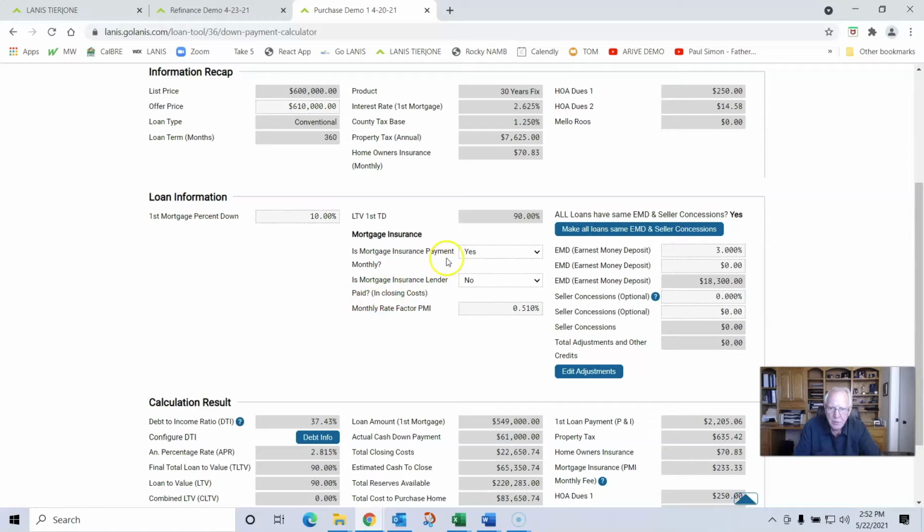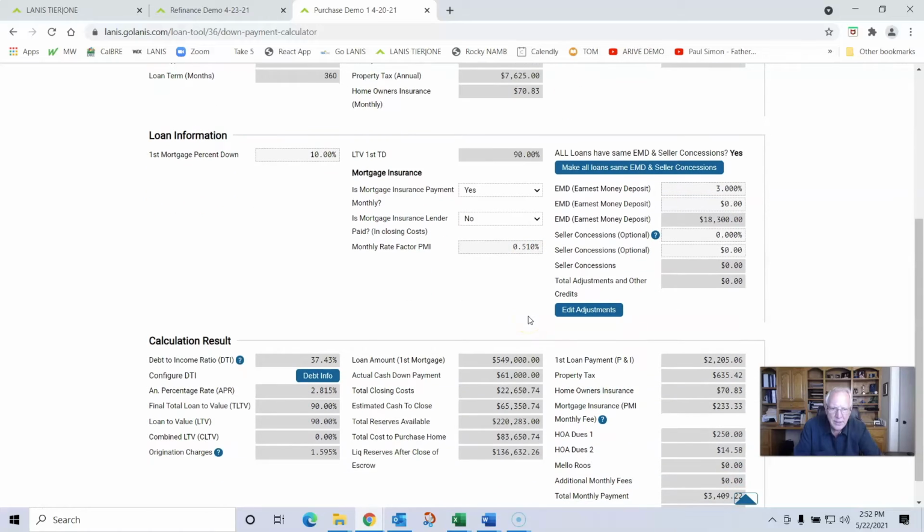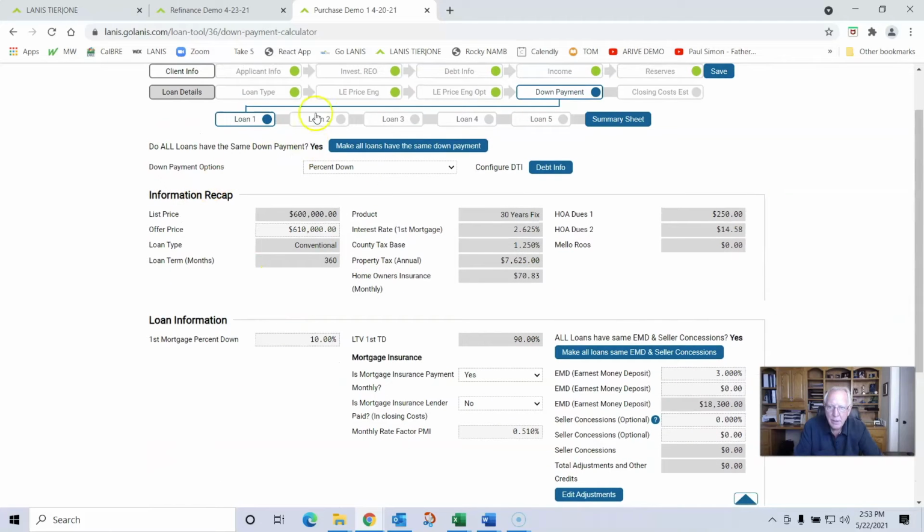Now, is mortgage insurance paid monthly? If you say yes, then the question is going to be monthly rate factor. I already have 0.51 in, and what that does is that automatically calculates your private mortgage insurance fee at $233.33 a month. So you're basically done with this loan. Our debt to income ratio is still looking good at 37.43%.